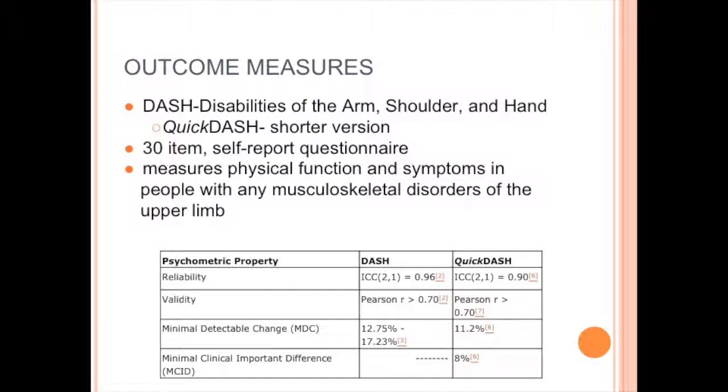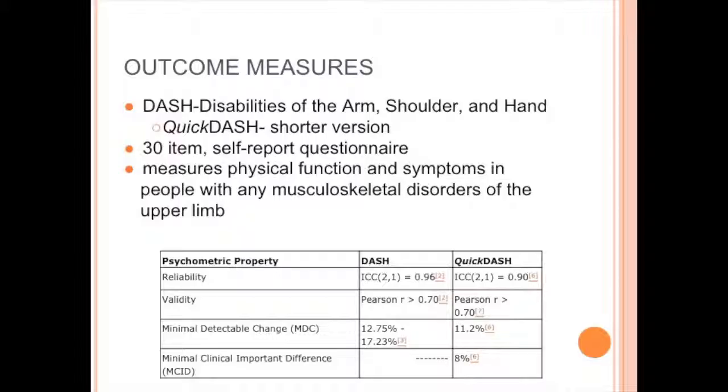The outcome measures for a SLAP lesion can be measured with a tool called the DASH, which stands for Disabilities of the Arm, Shoulder, and Hand. There's also a shorter version of the DASH called the QuickDASH, but the DASH is a 30-item self-report questionnaire, and it measures physical function and symptoms in people with any musculoskeletal disorders of the upper limb. It provides a common tool for all clinicians to use across the span of practice.